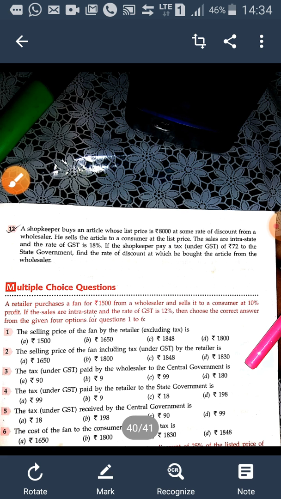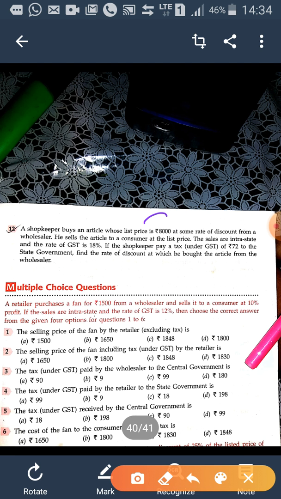He sells the article to the consumer at the list price. He sells it for rupees 8000. This is the third piece of information. I repeat, the first piece of information is that he buys an article whose list price is 8000, but he doesn't pay 8000 because he gets a discount whose percentage is not mentioned. Then he sells it to someone else at the list price, means at rupees 8000. The sales are intrastate, means CGST and SGST will be involved.